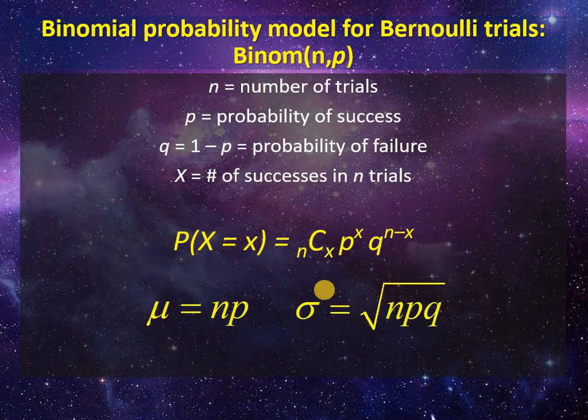Okay? We have our expected value and our standard deviation. If there's a 20% chance of success and I'm doing it 10 times, I can expect 2 successes. Nice and easy. The standard deviation here is root NPQ.